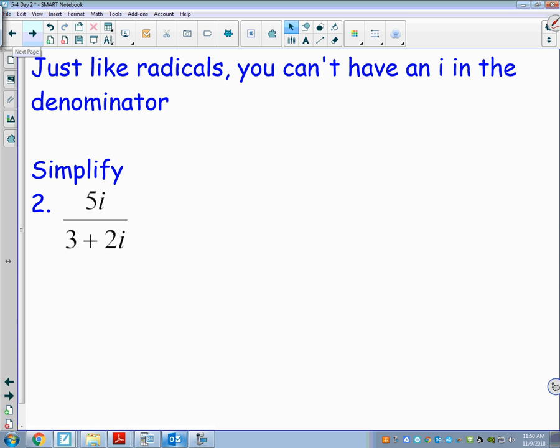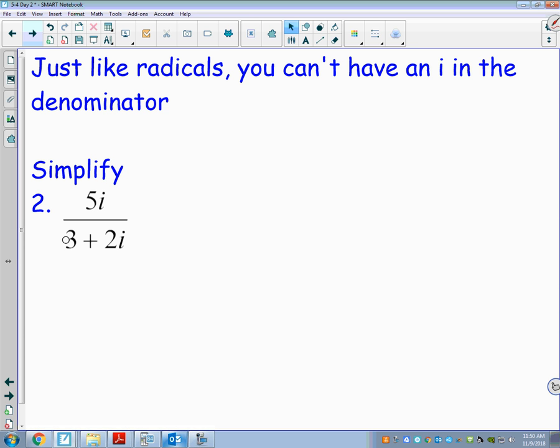Because the one thing I didn't show you is that with fractions, just like square roots, we don't like square roots in the bottom of our fraction. We also don't like imaginary numbers in the bottom of our fraction. So if I ask you to simplify something like this, you have to know that means I want to move the i from the bottom to the top.